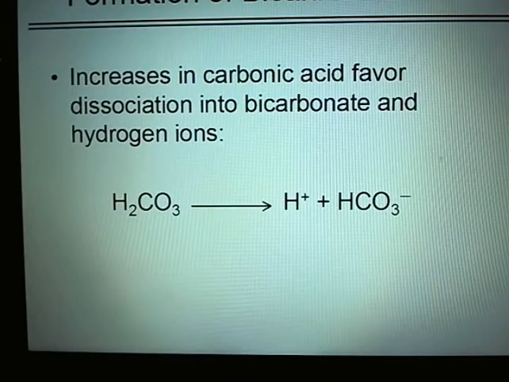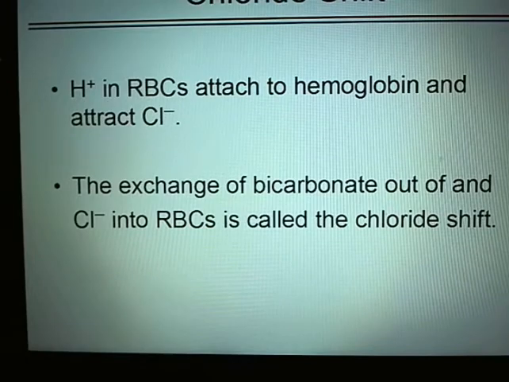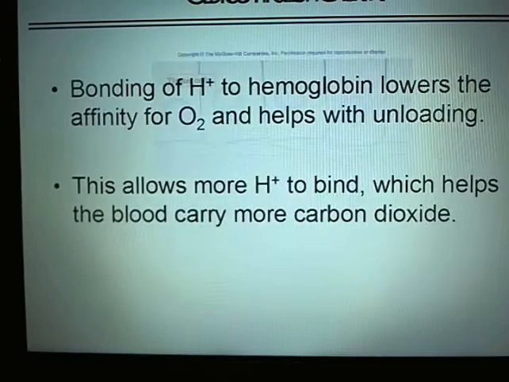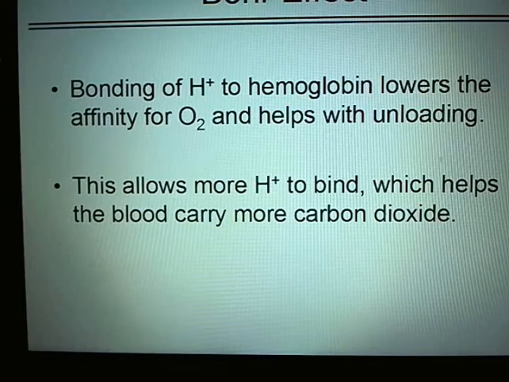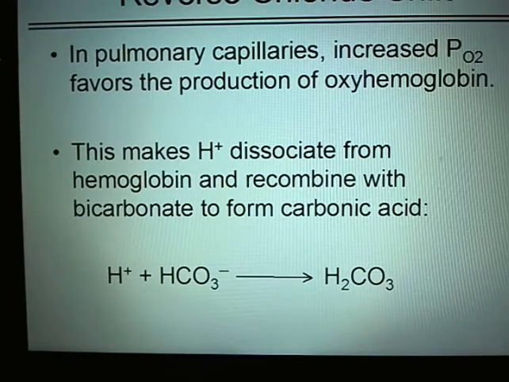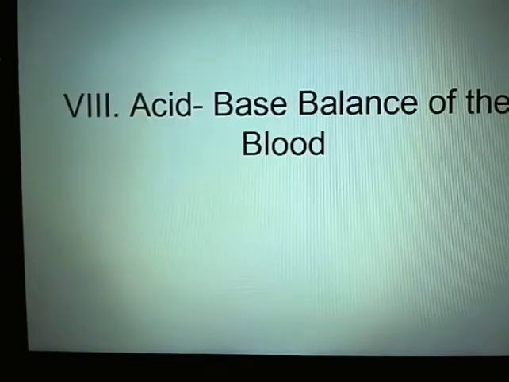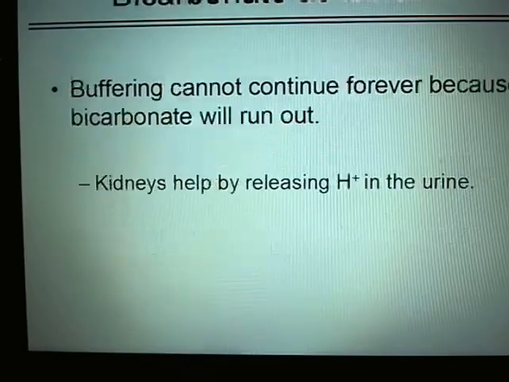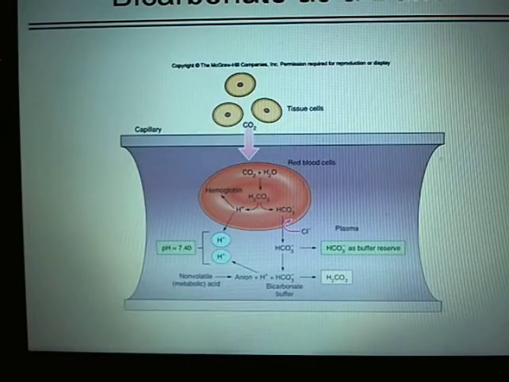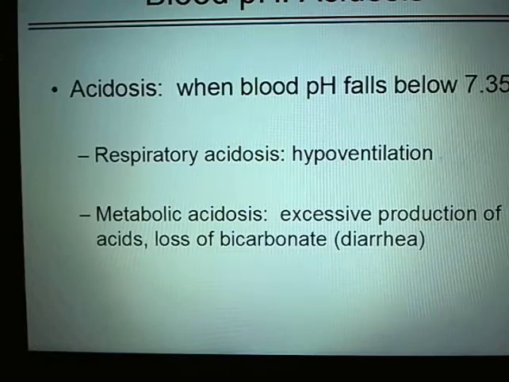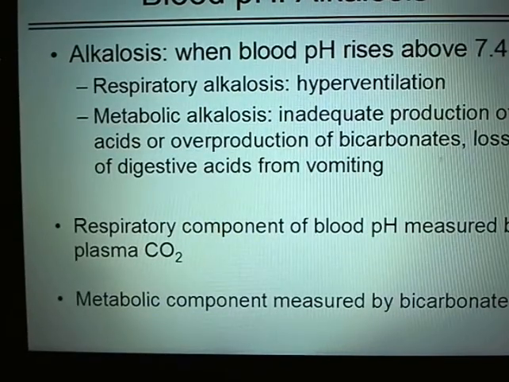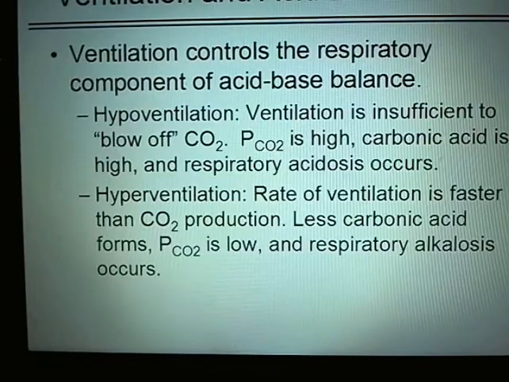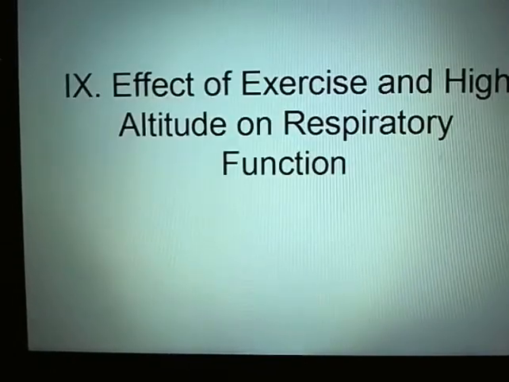Bicarbonate forms, with dissociation into bicarbonate and hydrogen ions. You get a chloride shift. The Bohr effect, again, affects the affinity of O2. Reverse chloride shifts. Acid-base balance of the blood we've already gone through in the earlier chapters. You talked about, again, the carbon dioxide and the bicarbonate buffer system. And I think that's all we're going to go through.